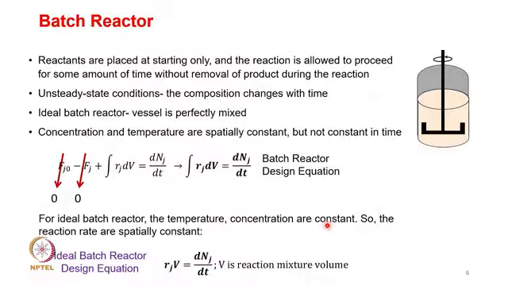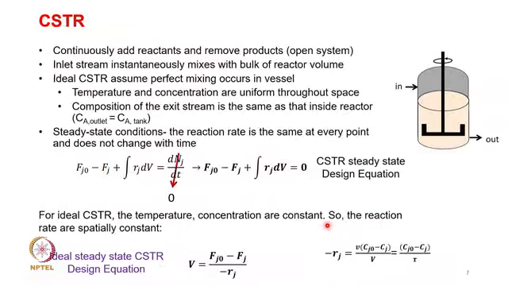So, we are done with the batch reactor. Let us move to the next type of reactor, which is of course the CSTR. As we have seen before, a CSTR is a continuously operating reactor. We continuously add reactants and also continuously remove products. So it behaves like an open system: things are going inside, things are coming out.